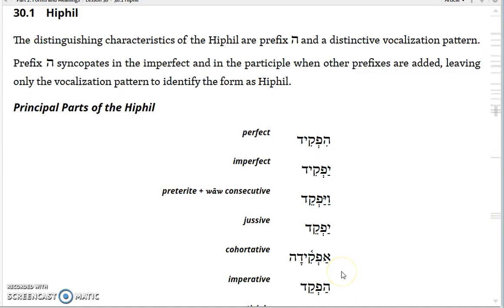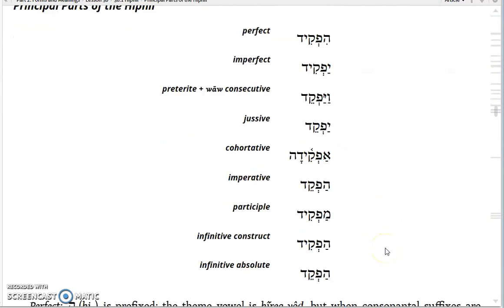And then the imperative, hafqed, with a prefix he. The he comes back in the hiphil form. It does affect the vowels, though. You get a patah as opposed to the hireq in the perfect, where you also have a he.